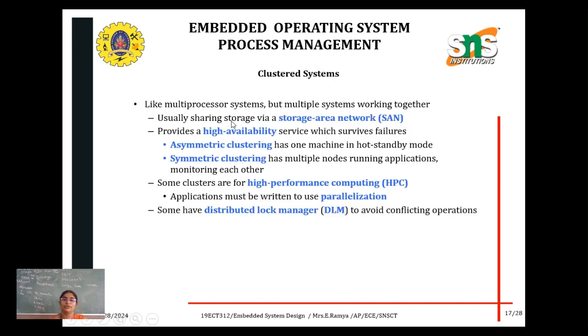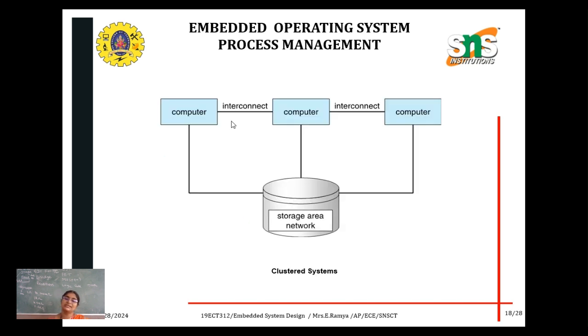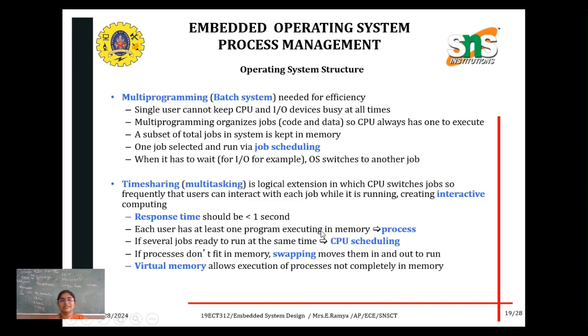It has a dual core clustered system. Okay. So like a multi-processor system, but multiple systems working together is called a clustered system. So in this diagram, three computers are connected in a storage area network, with a single storage. It is interconnected. So it is called a clustered system.